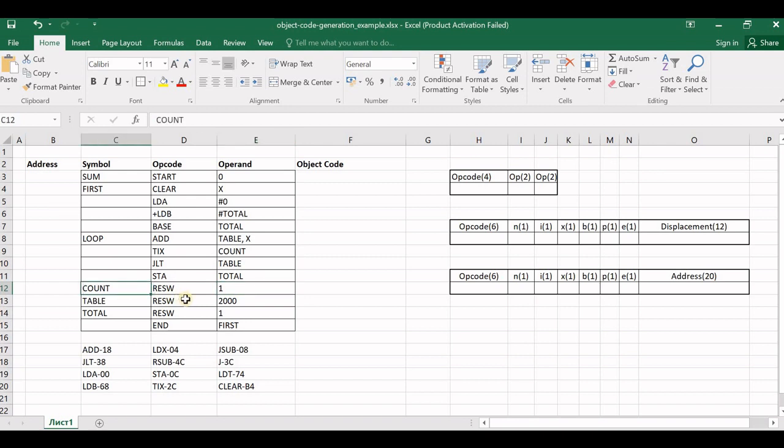is count. Similarly, in the next instruction you have reserve word 2000. 2000 in the sense 2000 words you are reserving. In the sense 2000 into one word is 3 bytes. So 2000 into 3 is 6000 bytes or 6000 memory locations you are reserving, and you are naming those memory locations as table. Similarly, you have the third reserve word assembler directive, which is again 1, in the sense you are reserving 3 consecutive memory locations and naming those memory locations as total.